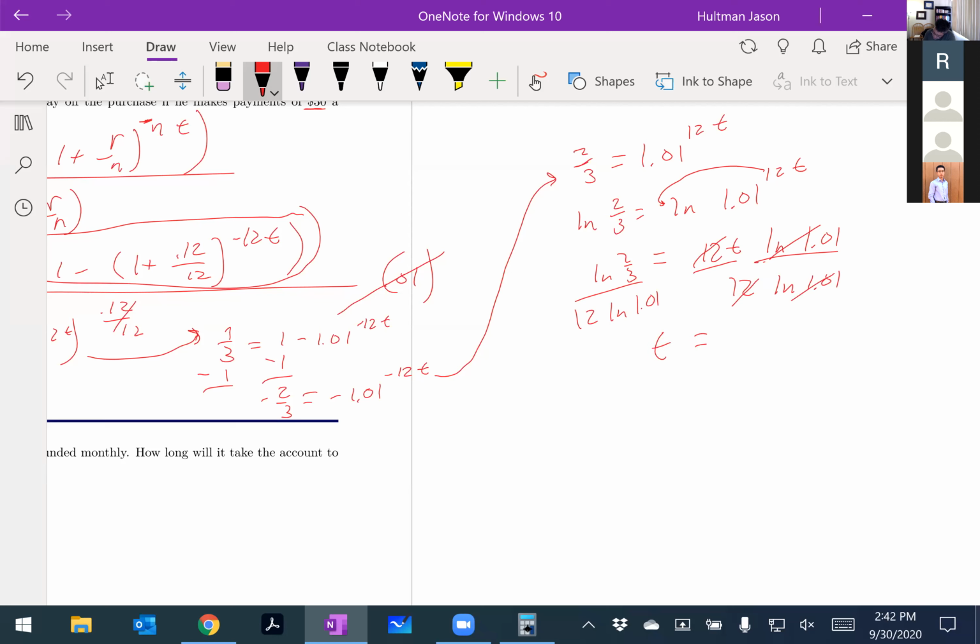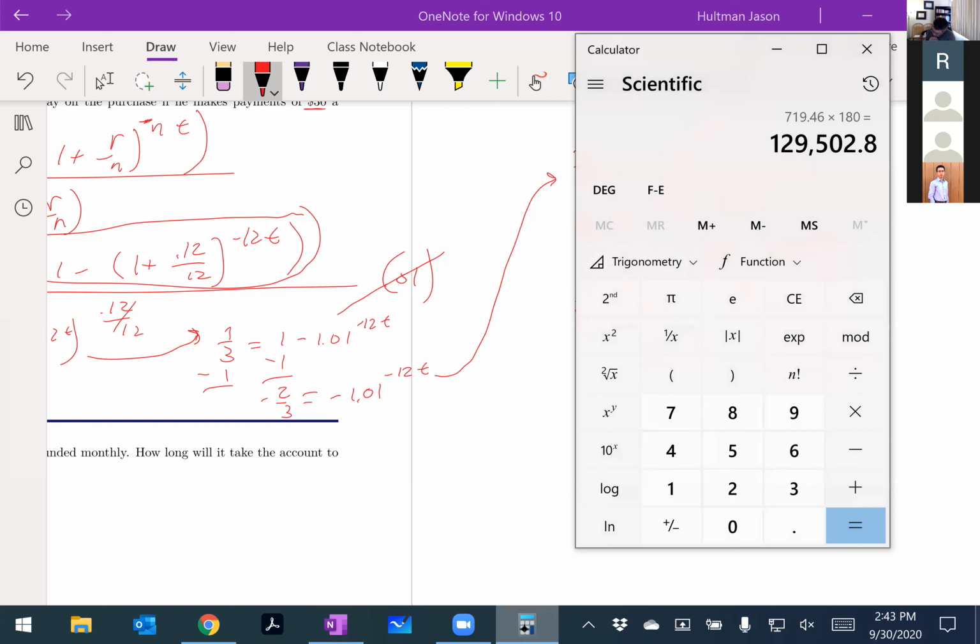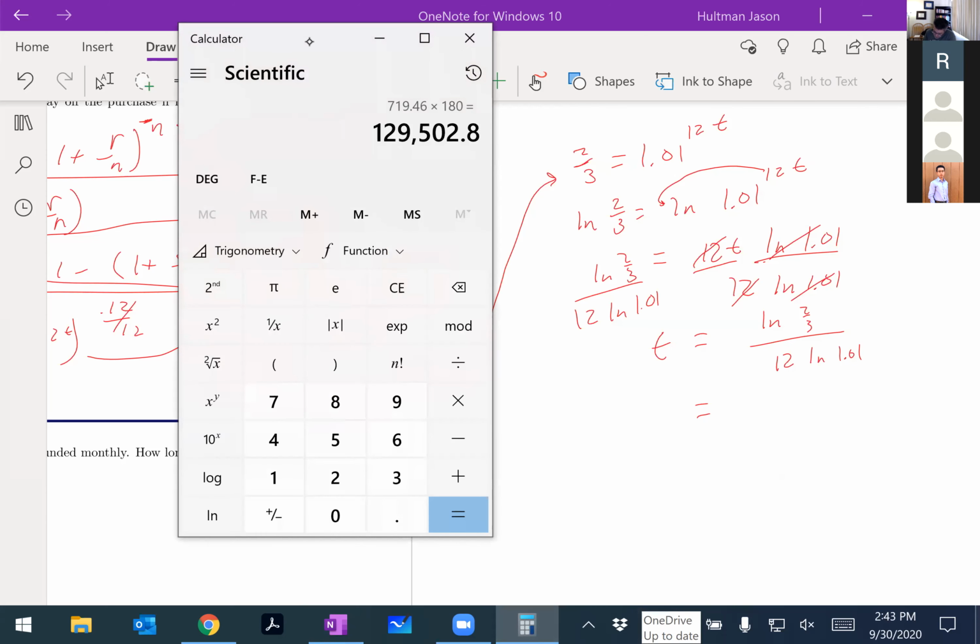And so t is equal to the natural log of 2/3 over 12 times the natural log of 1.01. Okay, so we're going to plug that into a calculator. I'm going to do the top first, which is 2/3, 2 divided by 3, and then I'm going to do the natural log of that.